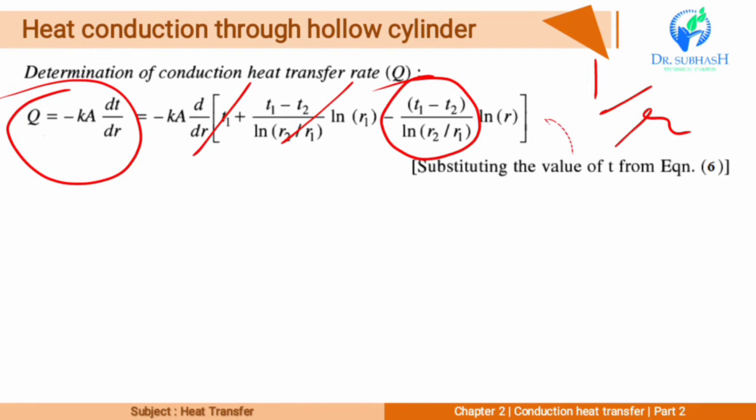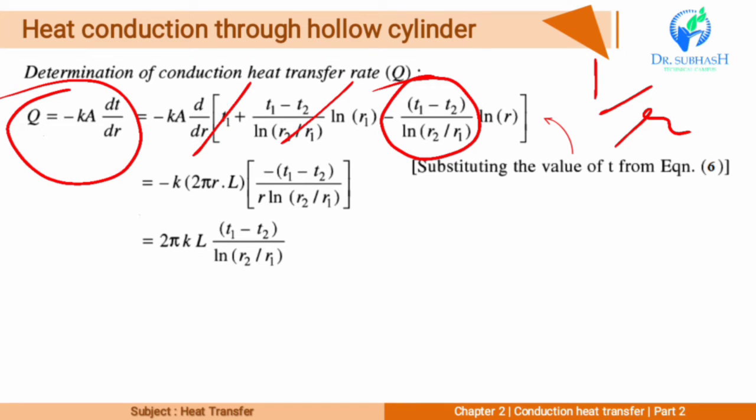So the equation is Q is equal to minus K, taking area equal to 2 pi R L, inside the bracket minus T1 minus T2 divided by R ln R2 by R1. So minus minus plus, we get Q is equal to 2 pi K L into T1 minus T2 upon ln R2 by R1.